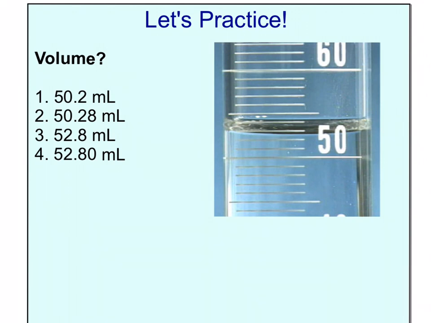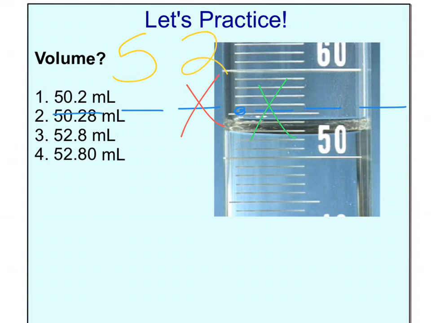3, 52.8. Here's why. If we're going through our steps, the first thing is to figure out what the smallest increment is, what it's counting up by. I see a 50 and a 60. The little lines in between must be 51, 52, 53, 54, 55, etc. So I am counting by ones when I'm counting up the smallest increment. That means my estimated digit will be in the tenths place.